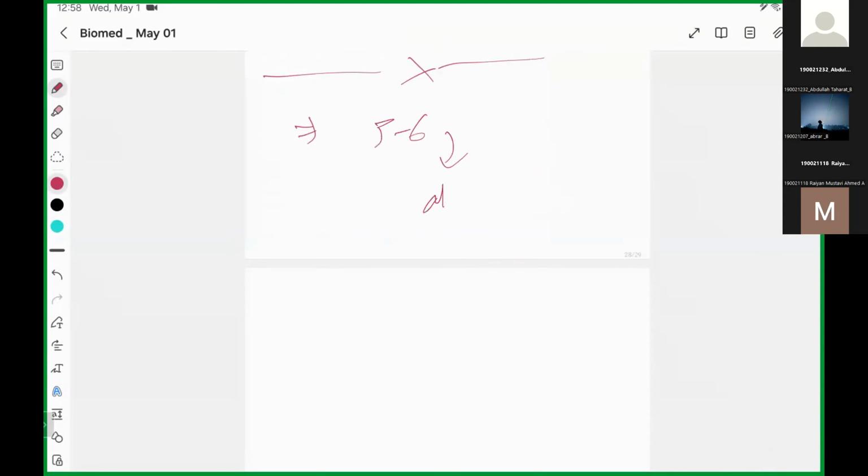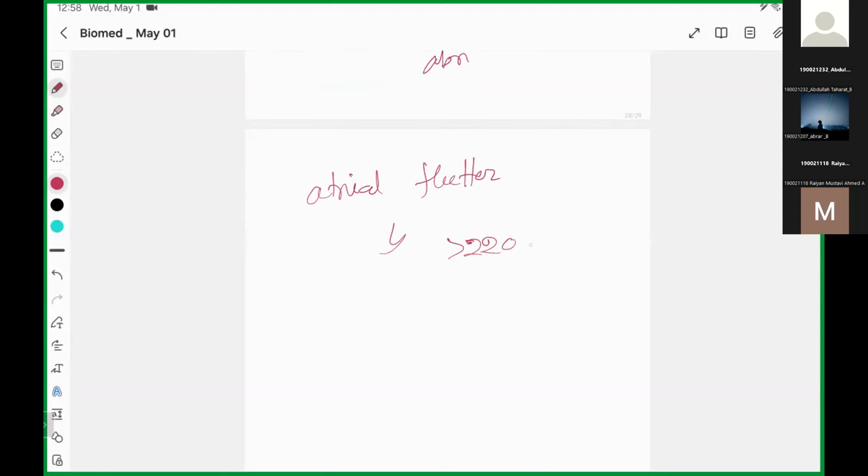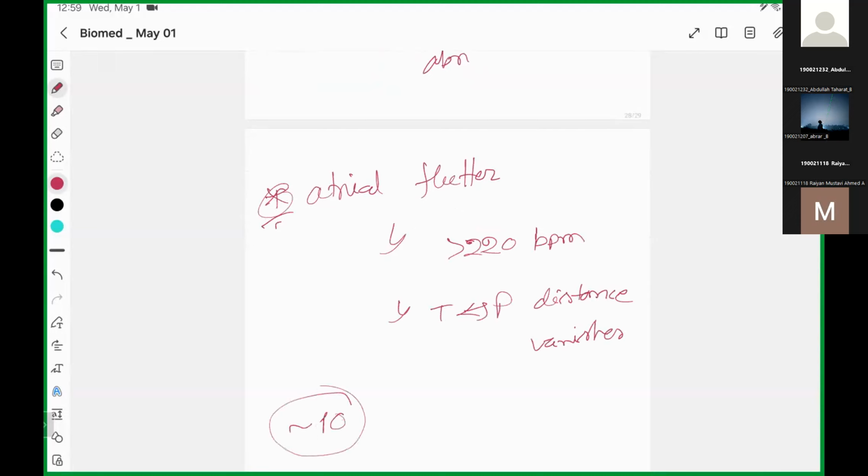There are some other very common abnormalities, for instance atrial flutter. This happens when the rate is greater than 220. The heart is beating very fast, so when it beats too fast, the distance between T and P vanishes. There can be some other types. I'll provide you a link, try to study a little bit more, at least around 10. That will be enough for this. Any question?